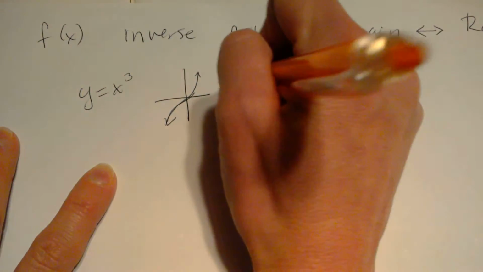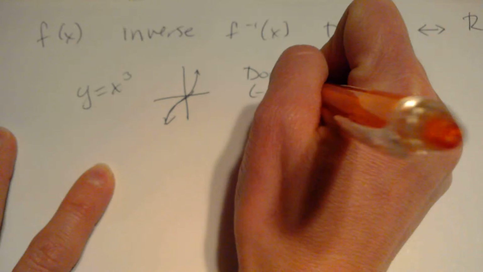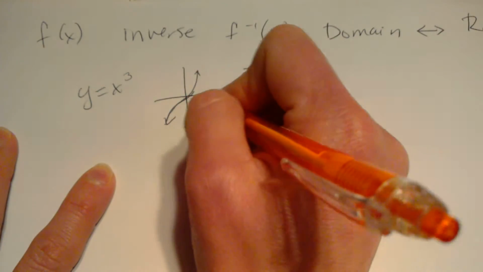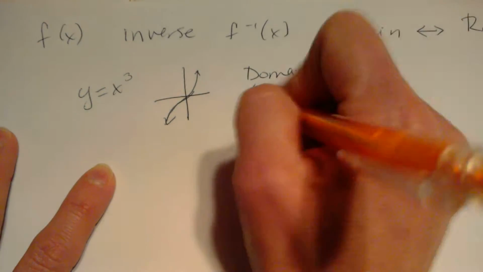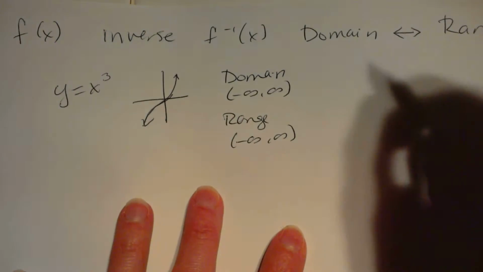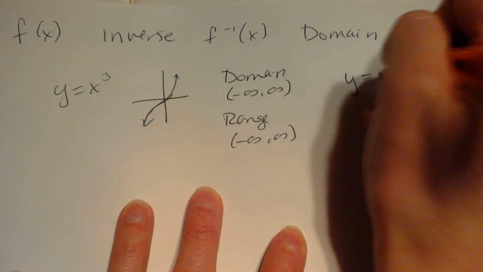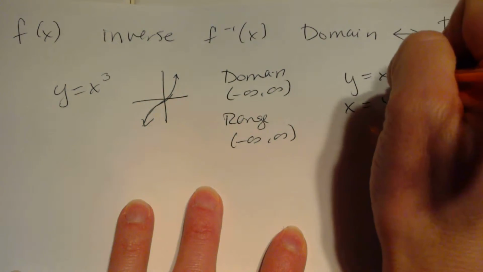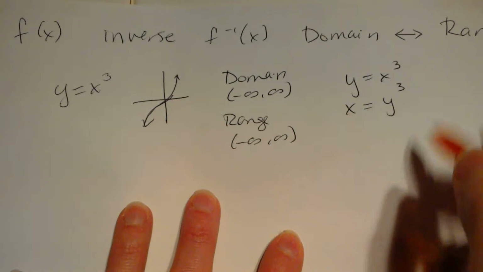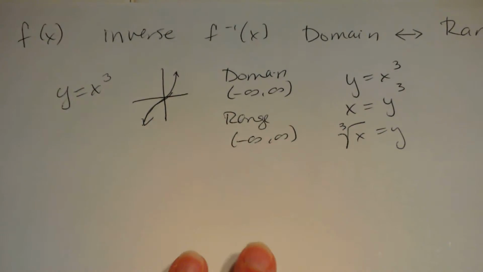So let's see. My domain for this one is all real numbers. So I can plug anything I want into here. My range, notice that it's going to go up forever, it's going to go down forever, is still -infinity to infinity. So if I want to find its inverse, we switch the x and y. We switch the domain and range. So instead of y equals x cubed, I have x equals y cubed. And then we solve for y. So to get rid of this cubed, we take the cube root of both sides. And that would be my inverse.